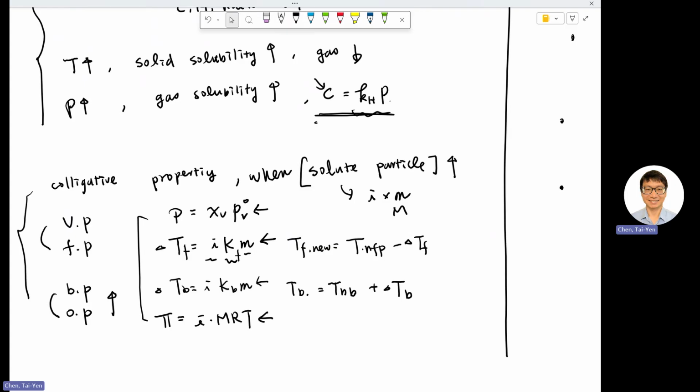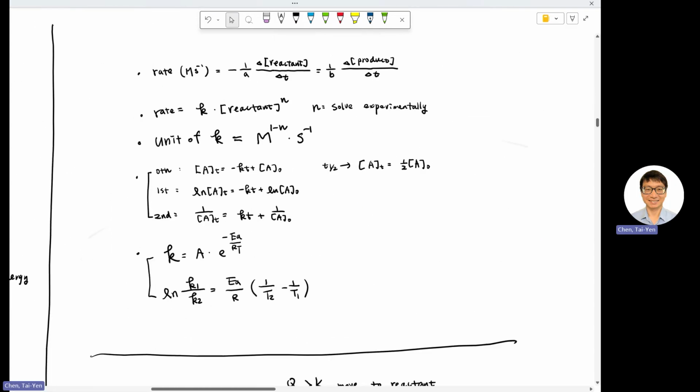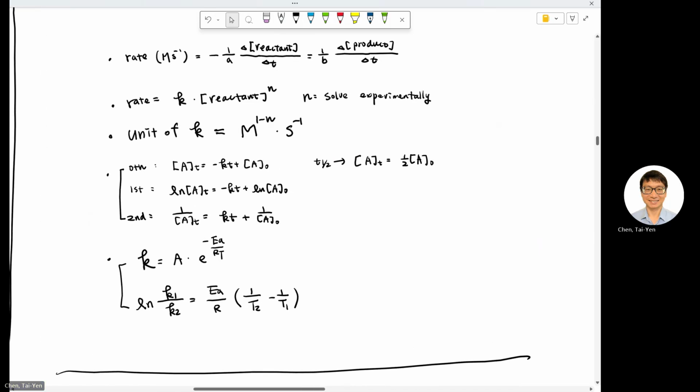Chapter 11 is actually a lot of definitions. But once you know the definition, then you kind of already memorize it. In chapter 11, we start to talk about the reaction rate. The reaction rate always has the unit of molarity per second. When we talk about a reaction rate, that's always the unit. But we later on also learn that to write the reaction rate, you can write it from the disappearance rate of your reactant or the appearance rate of your product.